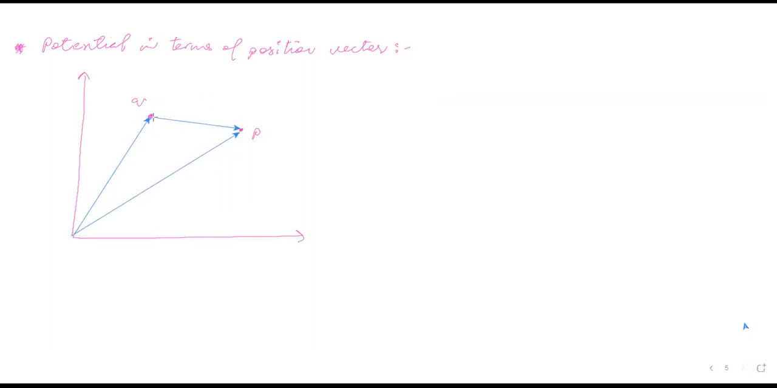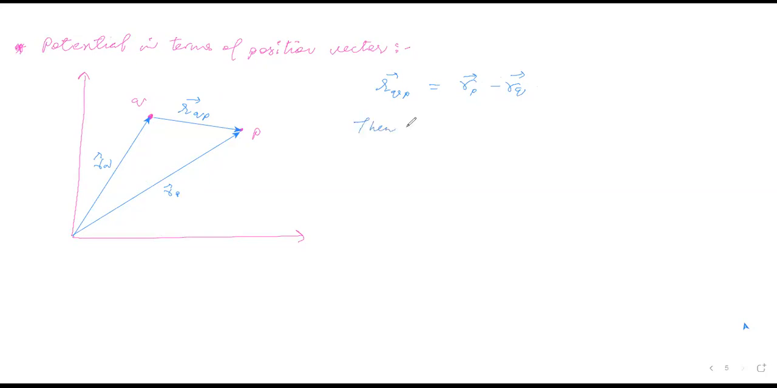Similarly, from Q, this is your R of QP. This is your R of Q and this is your R of P. Do you understand or not? And we have R of QP can be written as RP minus RQ.